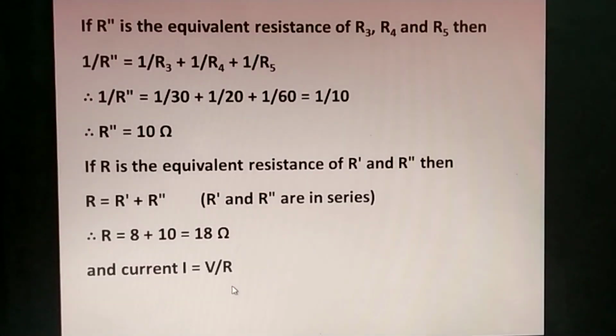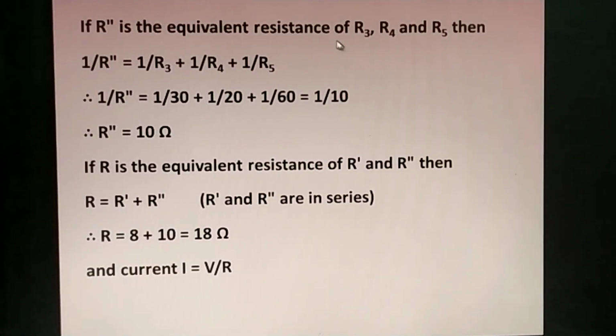Now next, if R double dash is the equivalent resistance for R3, R4 and R5. After solving this we will again put the formula for equivalent resistance of the parallel combination, that is 1 upon R3 plus 1 upon R4 plus 1 upon R5. Now we will substitute the values in this. So 1 upon 30 plus 1 upon 20 plus 1 upon 60, and after solving this we will get the answer 10 ohm.